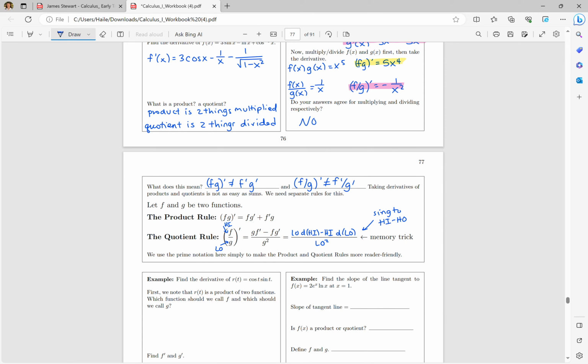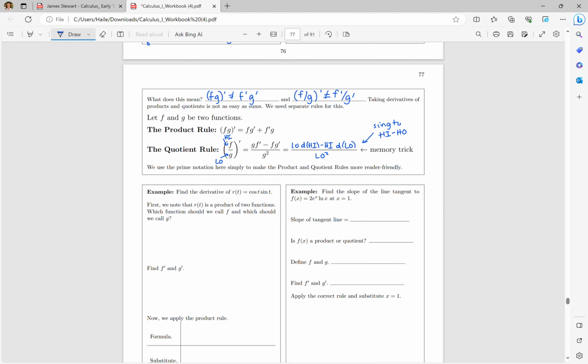Okay, yeah, so the only reason we use prime notation here in these rules is just to make them more reader friendly, so that way we don't have so many dy/dx's floating around. It kind of just simplifies how it looks. I think that's all I want to say there. So let's just dive into some examples.